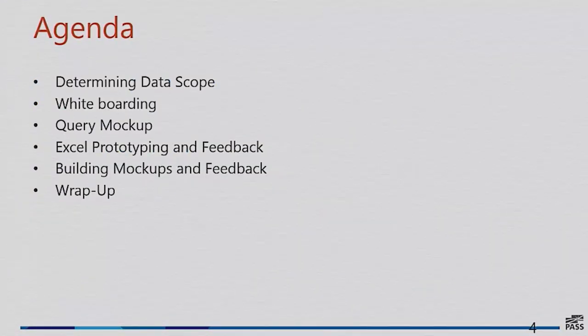So these are the things we're going to go through. These are, in my mind, the 7 or so steps that I go through. So we'll talk about how you determine the data scope from measures and dimensions.